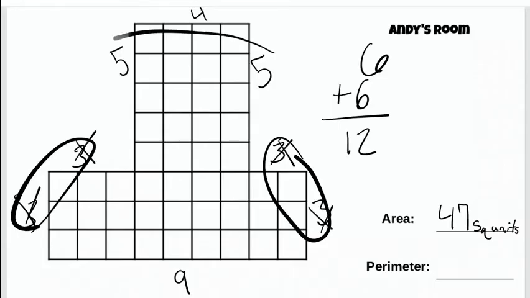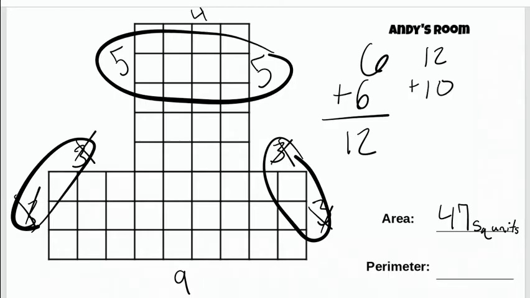Then I have 5 and 5, which makes 10. So 12 plus 10 equals 22. So these sides are done now. And then that just leaves 4 and 9. So 9 plus 4 equals 13.